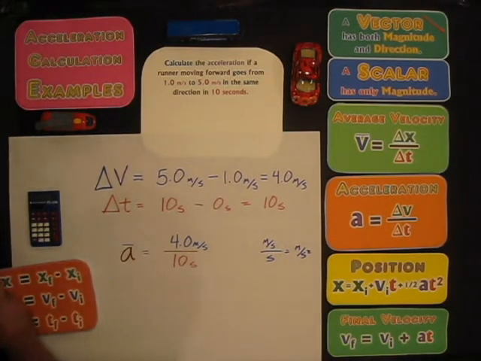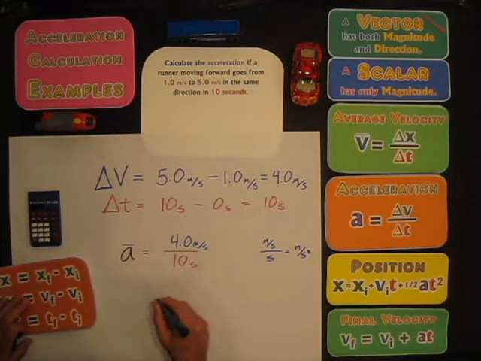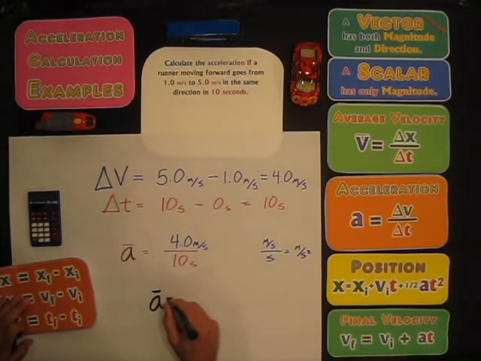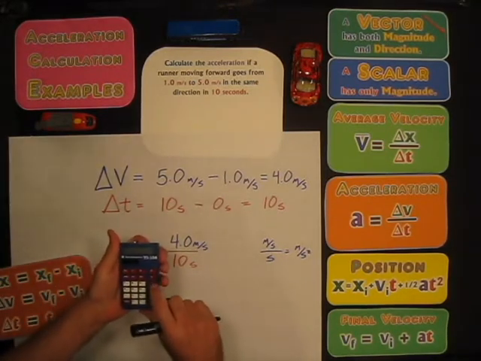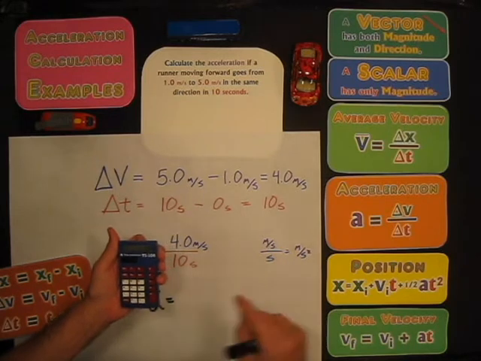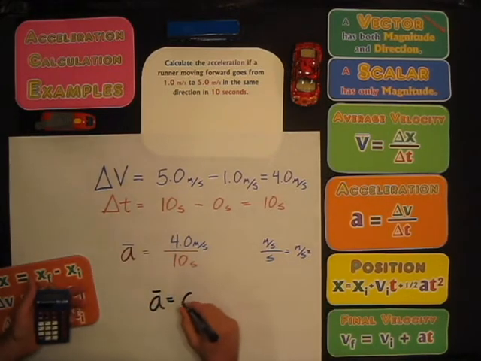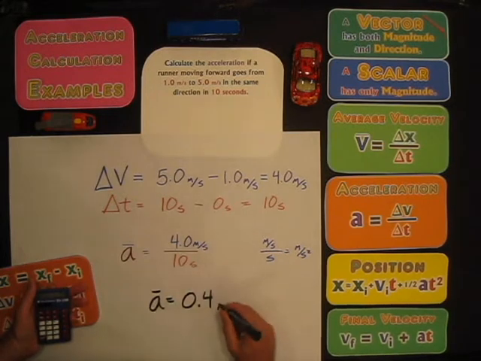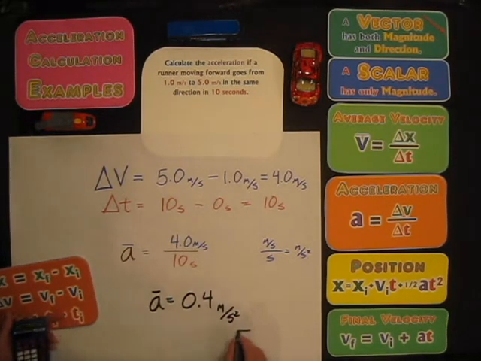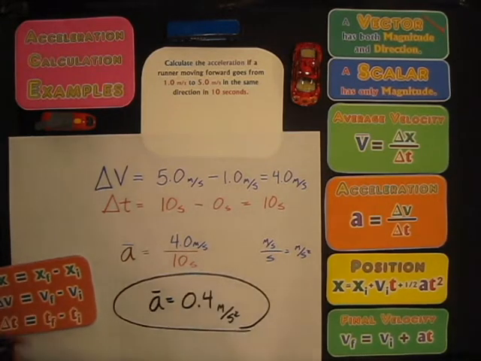So my acceleration equals, well, what's 4 divided by 10? Divided by 10 just moves the decimal over 1. So 0.4, and then meters per second squared. Those are the units of acceleration. And this time I'm going to circle it, just make a nice oval around it.